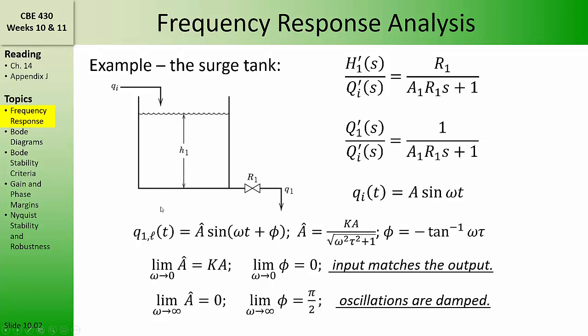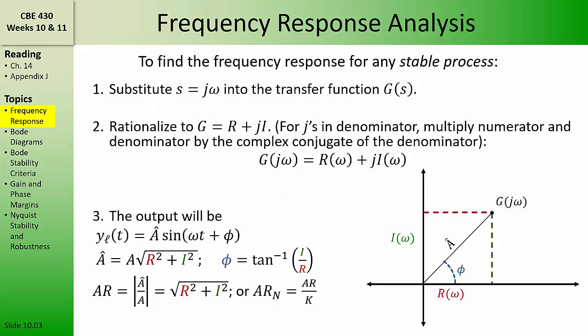These two asymptotic limits, that is the low frequency limit and the high frequency limit of the frequency response for transfer functions, are important indicators of the transfer function behavior and stability. We can find the frequency response for any stable process in the Laplace domain by substituting s equals j omega into the transfer function G(s).